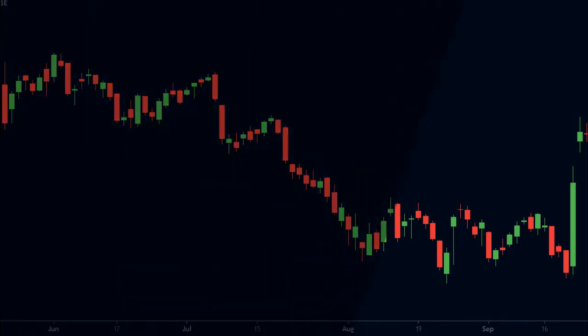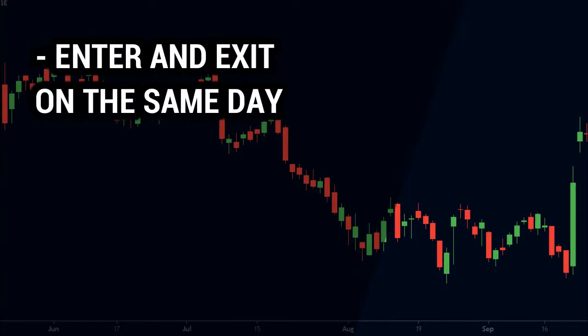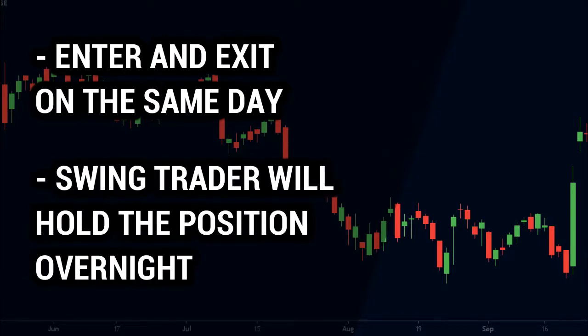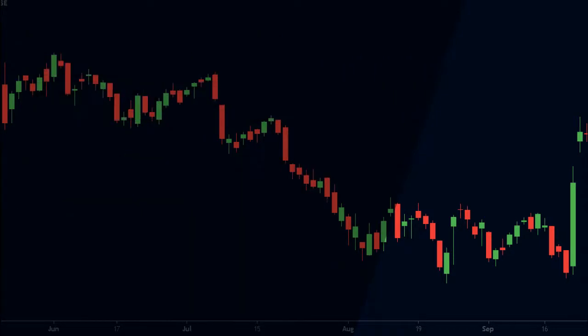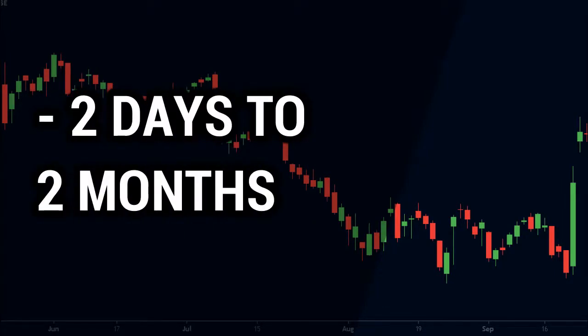The difference between a day trader and a swing trader is that a day trader will enter and exit the trade before the close of the market. On the other hand, a swing trader will hold a position overnight. On an average, a swing trade can last from 2 days to 2 months.